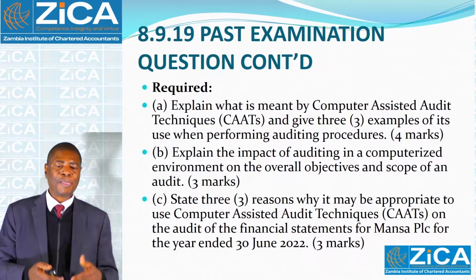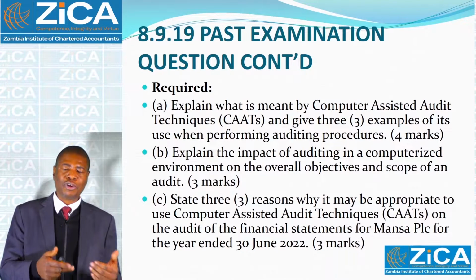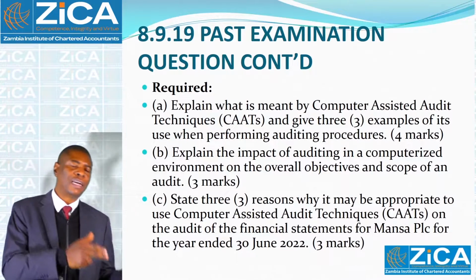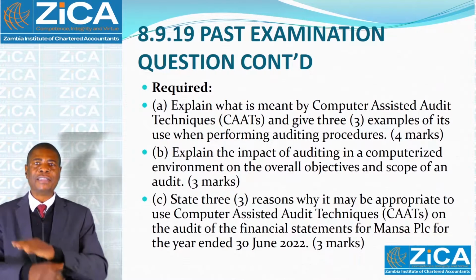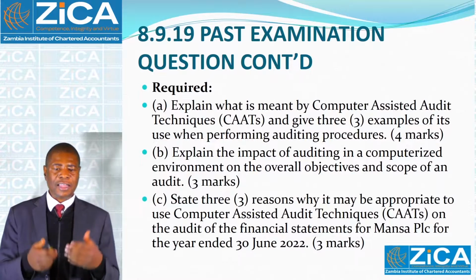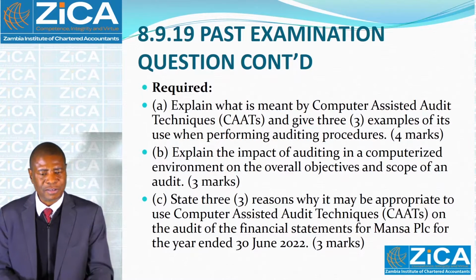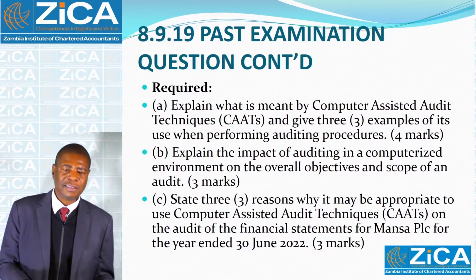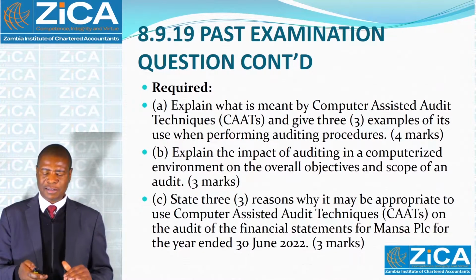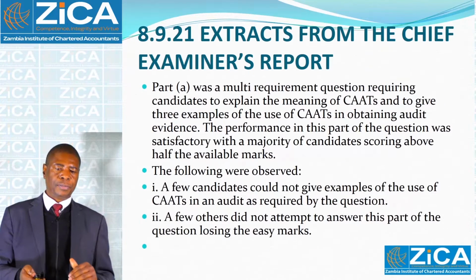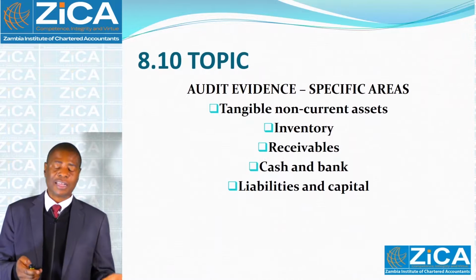Then explain the impact of auditing in a computerized environment. Okay, so what we are saying is whether the client is computerized or it's manual, your responsibility as an auditor remains the same. And then they state, they're using a low-level verb, state 3 reasons why it is appropriate to use CAT. So that is not asking too much. So those are 3 marks, you just state. Okay. Most of the students lack knowledge. They don't even know what CATs are.